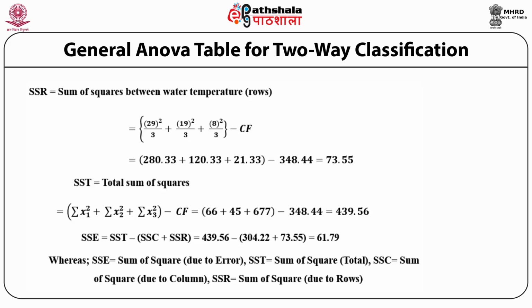and it shows the value of 439.56. The SSE is equal to SST minus SSC plus SSR. So it is 439.56 minus 304.22 plus 73.55, and it gives the value 61.79. SSE is the sum of square due to error, SST is the sum of square, that is total, SSC is the sum of square due to column, and SSR is the sum of square due to rows.